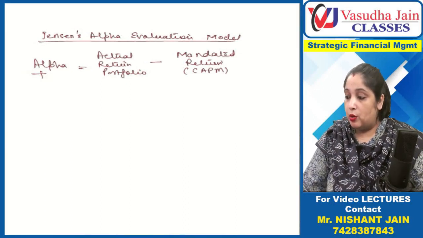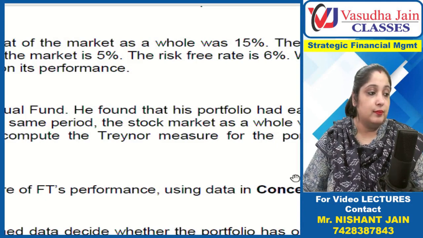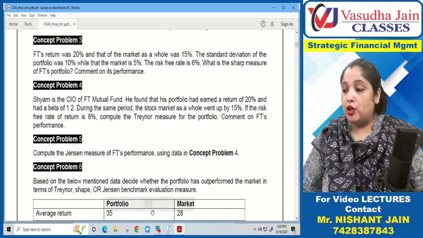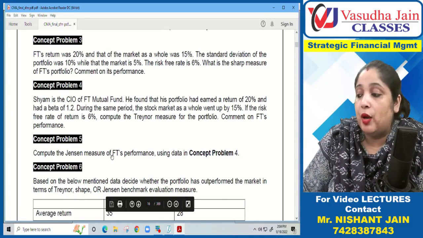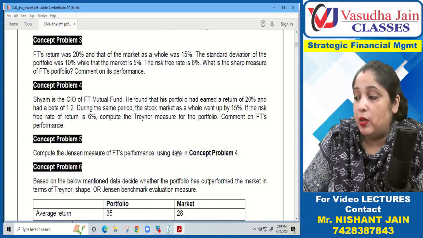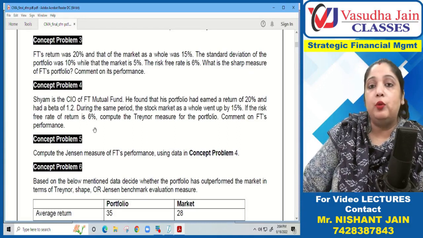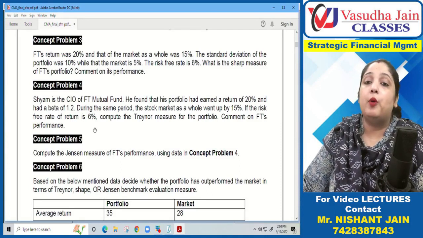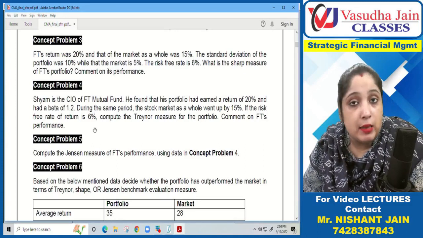So let us observe one question. Question number 5, please observe. Compute the Jensen's measure of FT's performance using the data in concept problem number 4. So whatever information was given in concept problem 4, we have to do the mutual fund portfolio evaluation, but using Jensen's model.